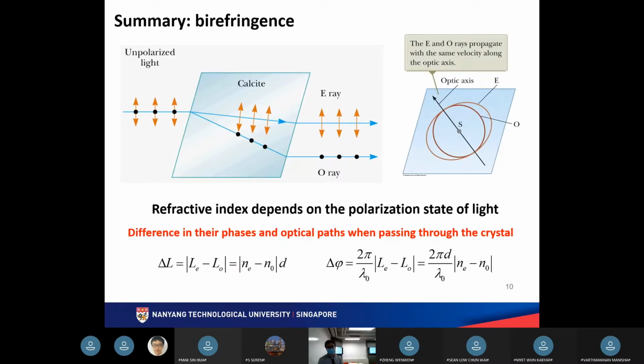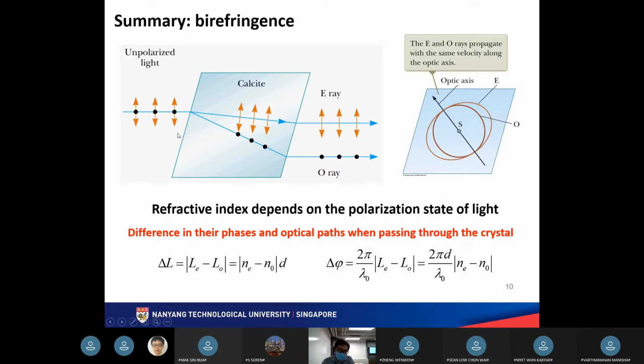The final thing is birefringence. What is birefringence? In nature, most materials just have a single refractive index, like glass or water. So for both S and P polarized light, it will see the same refractive index. But in nature, we have another class of material called birefringent material, such as calcite and quartz. This kind of material will have two different refractive indices for S and P polarization.